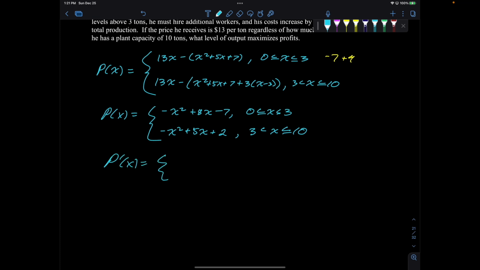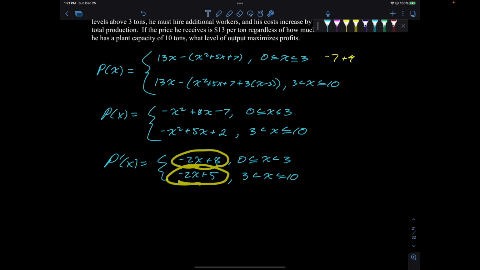All right, P prime is negative 2x plus 8, negative 2x plus 5, 0 to 3. And then remember, we leave out 3 because it's where the branches come together, so we're not even sure if it's differentiable. And if you plug in 3, you get 2 here, and then you get negative 1 here.